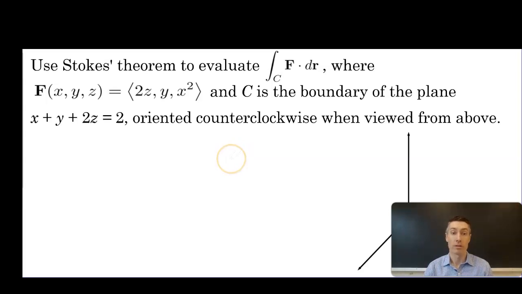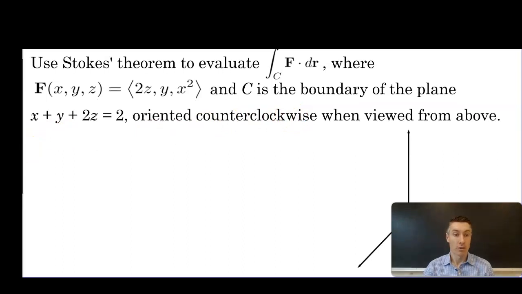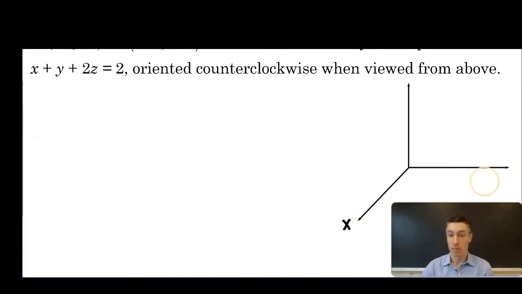So an example that looks like that: use Stokes theorem to evaluate the line integral of f dot dr, where the vector field is 2z, y, x squared, and c is the boundary of the plane x plus y plus 2z equals 2, oriented counterclockwise when viewed from above. So, could we possibly do this directly? Maybe, but by being told to use Stokes theorem, it's an indication that it's probably easier to evaluate a surface integral here. So let's start by just drawing this region. Maybe that will give us some insight as to why.